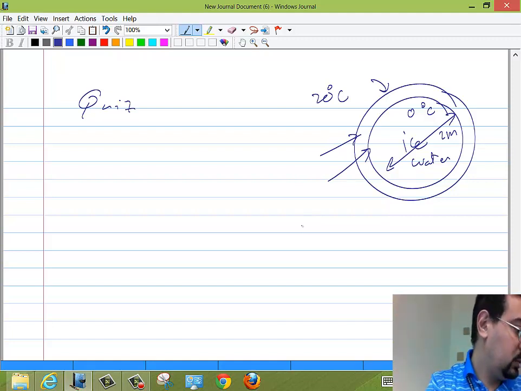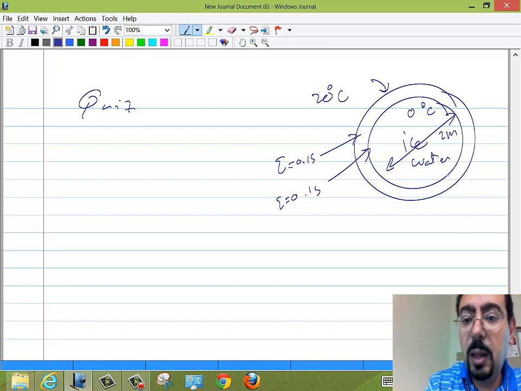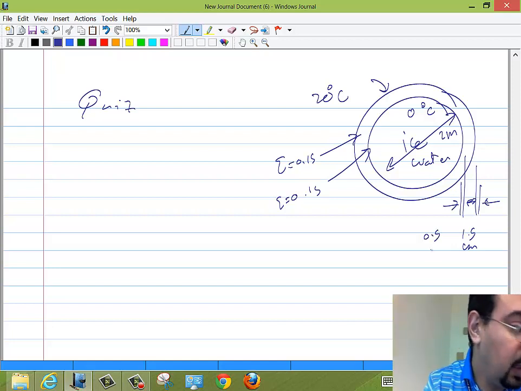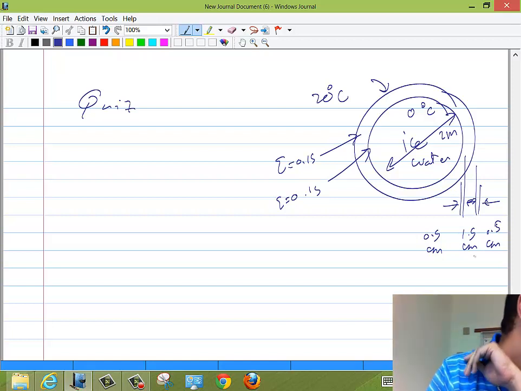Did you call it 1 and 2? Epsilon is 0.15. And the geometry here is such that this is 1.5 centimeter, and the thickness is 0.5 of the first tank, the inner tank, and then 0.5. So each wall is 0.5 centimeter and there is a 1.5 centimeter thick airspace.